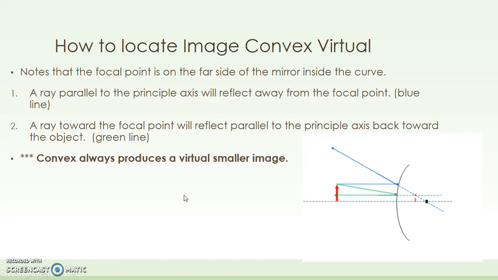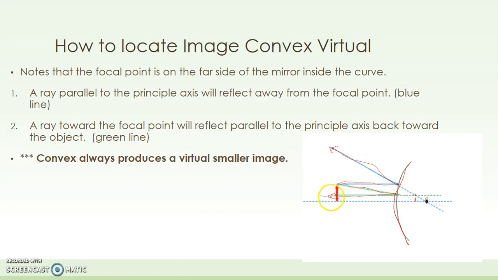Now we're going to look at how to locate the image with the convex mirror, which gives a virtual image. Now the reflective surface is on the opposite side, a convex mirror. So we do the same thing. A ray parallel to the principal axis will reflect through the focal point. The focal point's down here, so we know that it's going to come out this way. We'll do the same thing with the second one. We're going to go through the focal point. Again, if you extend right here and reflect right here.